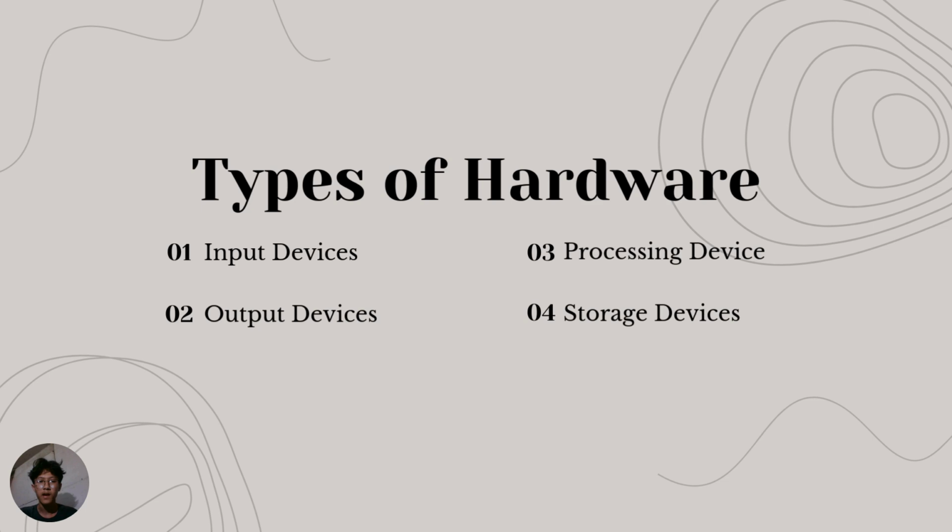Okay, types of hardware. There are four main types of hardware. The first one is input devices, then output devices, processing devices, and storage devices. All of these work together in a system.